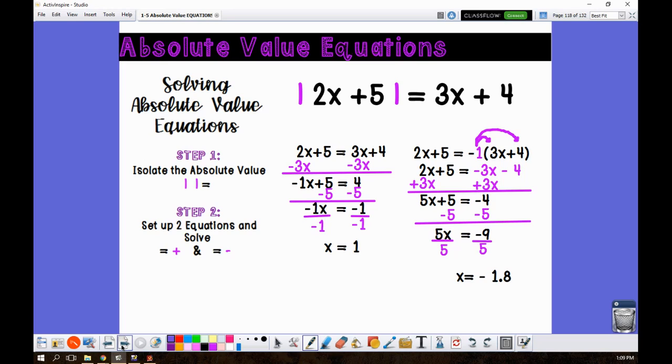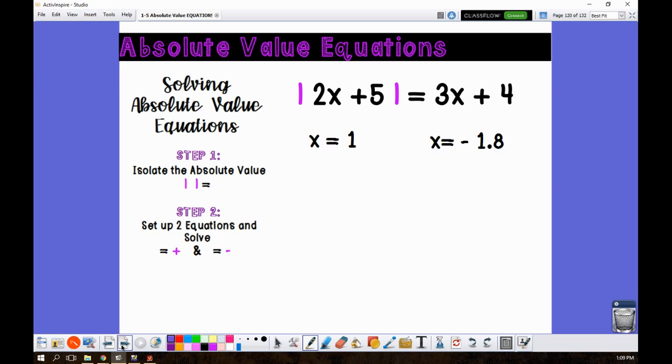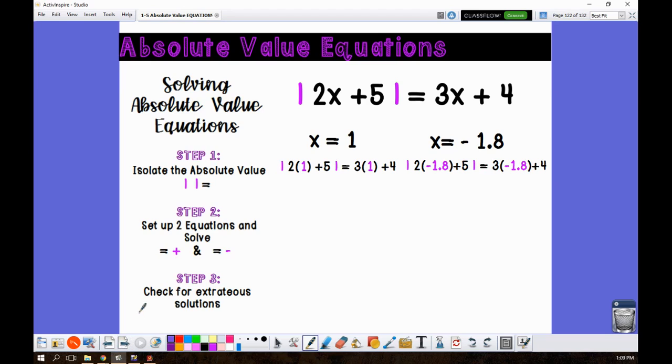Now, are those answers going to work for me? Will negative 1 and negative 1.8 both work? Let's check. Step 3, check for extraneous solutions, plug them back in. So I plugged them all in, I did all the work, and we are going to go through and see what happens. Make sure that you're plugging the 1 in for both x's on both sides. You don't want any x's left in here. So 2 times 1 is 2, 3 times 1 is 3. Keep on solving. 2 plus 5 is 7, 3 plus 4 is 7.